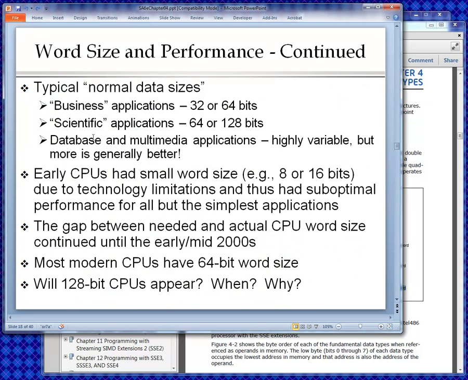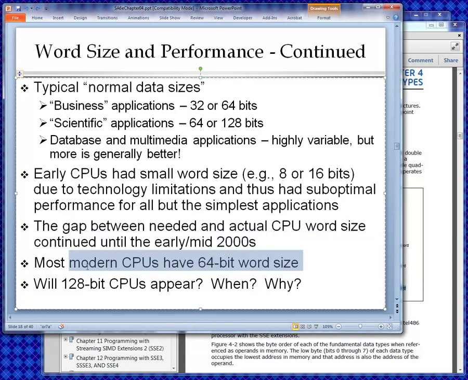So, summarizing, as we said, for business applications, 32 to 64 bits is pretty typical. For scientific applications, you could throw in 64 to 128. And for database and multimedia applications, it's variable, but generally more is better. Okay. We go back to the early days, 8 or 16 bits was typical word size. That's basically all we could do. Big performance penalties. Okay. That gap between what we had and what we needed was there until roughly the mid-2000s.